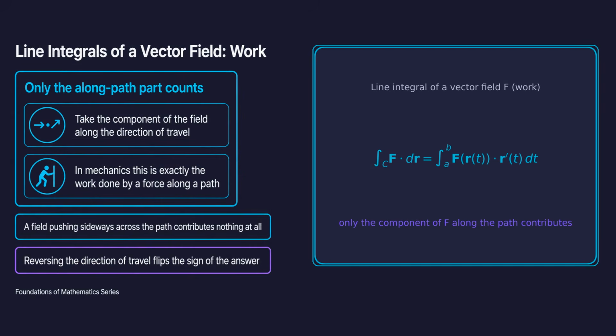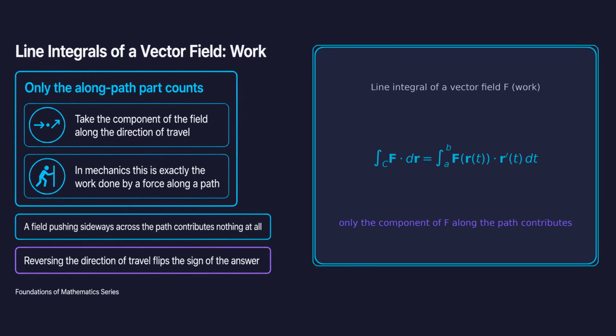Now the version that matters most in physics. If the field is a vector field f, we integrate f dotted with the differential displacement dr along the curve. Written in parameter form, that is the integral from a to b of f evaluated on the curve, dotted with r prime of t. The dot product is doing the essential work here. It extracts only the component of the field that lies along the direction of travel and discards anything pointing across the path. So a field pushing sideways as you walk contributes nothing at all.